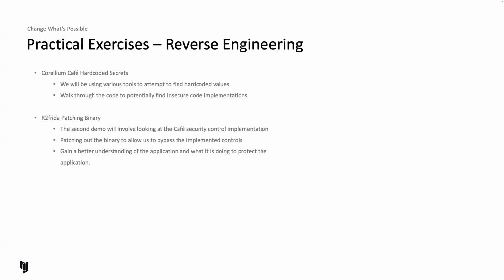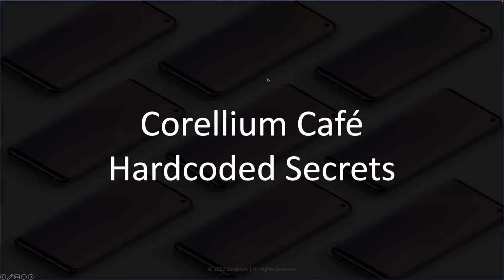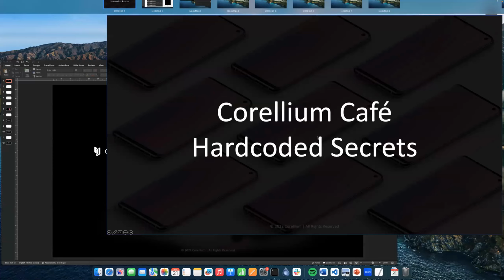The majority of the time we're going to spend using R2 and Frida, and we're going to start patching out a binary and trying to bypass some of the security controls, which Rob will do. So with that, I just don't want to spend too much time. I'll go ahead and we'll take a brief look here at some of these hard-coded secrets.